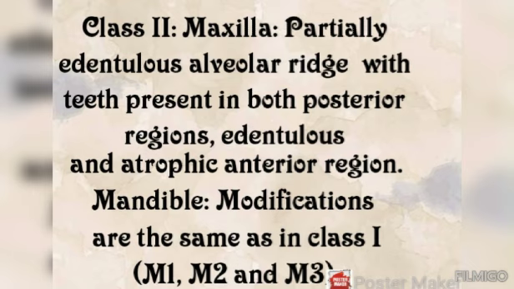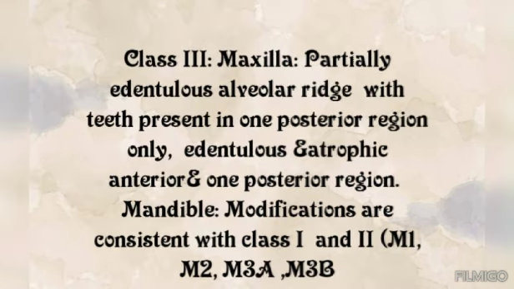Class 2 is, in the maxilla, a partially edentulous alveolar ridge with teeth present in both posterior regions, and an edentulous and atrophic anterior region. So here the anterior region is edentulous. In the mandible, modifications are the same as in class 1: M1, M2 and M3. So it is the same as class 1.